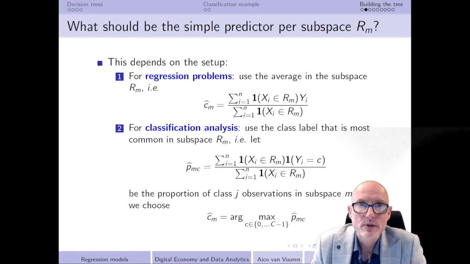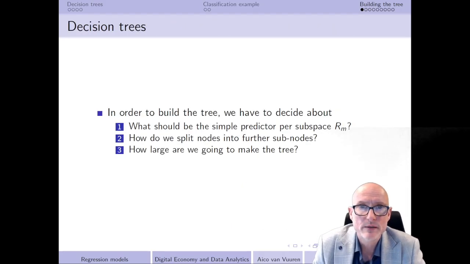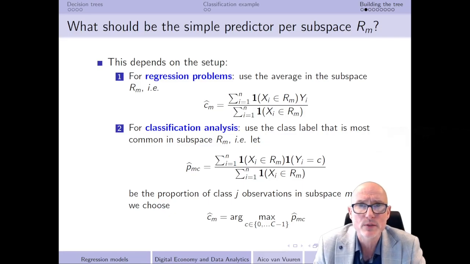Now let's start with answering question number 1. What should be the simple predictor per subspace Rm? Well, remember that we have already touched upon that. It depends on whether you have a regression problem or whether you're doing classification analysis. Let's start with regression problems. Then what we usually do is take the average over a particular subspace.